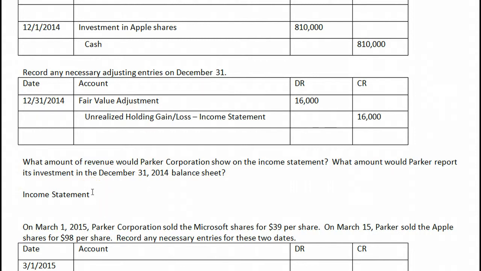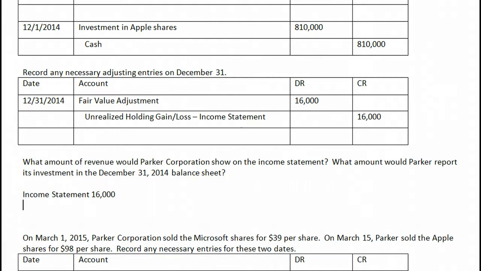In this case, we would simply show the $16,000 holding gain on the income statement. The positions would be carried on the balance sheet at a total of $1,246,000. This is the original value of $420,000 added to the $810,000 plus the fair value adjustment of $16,000.